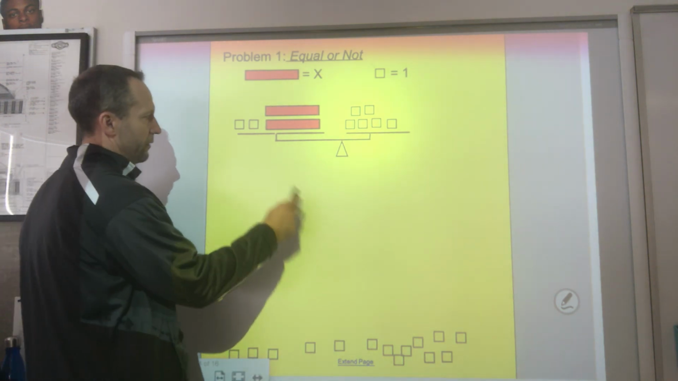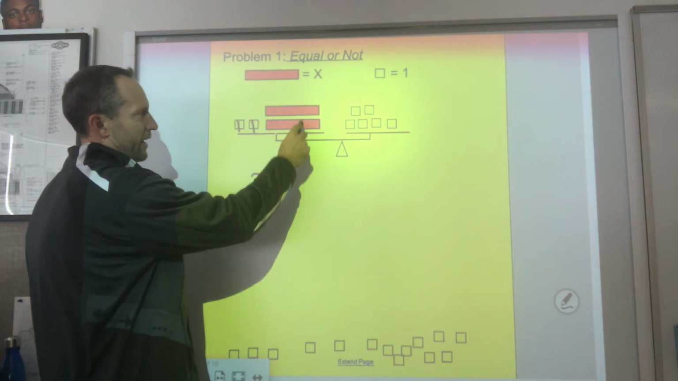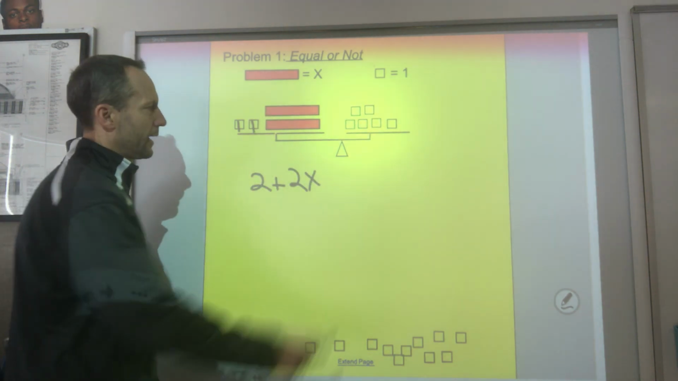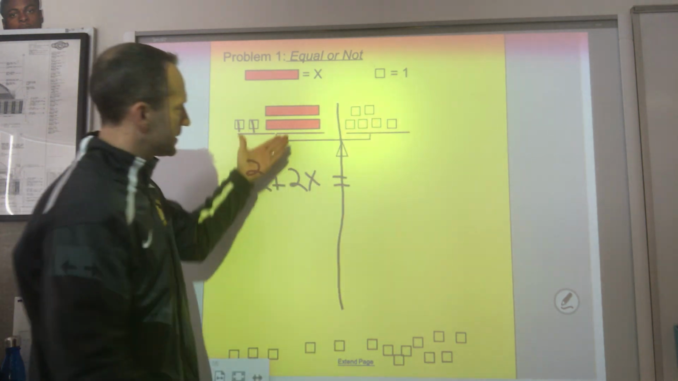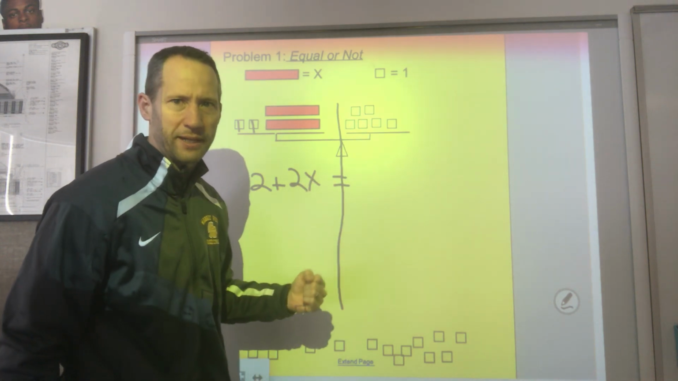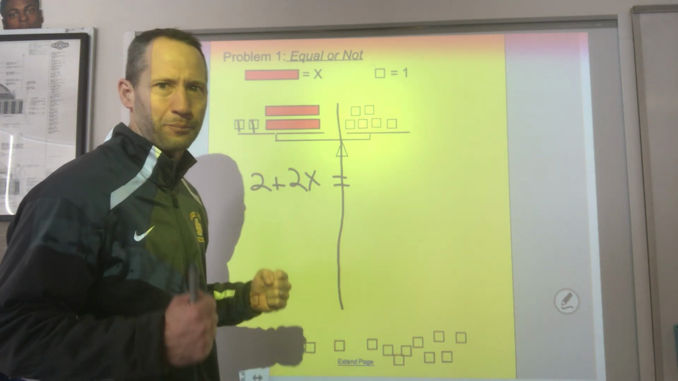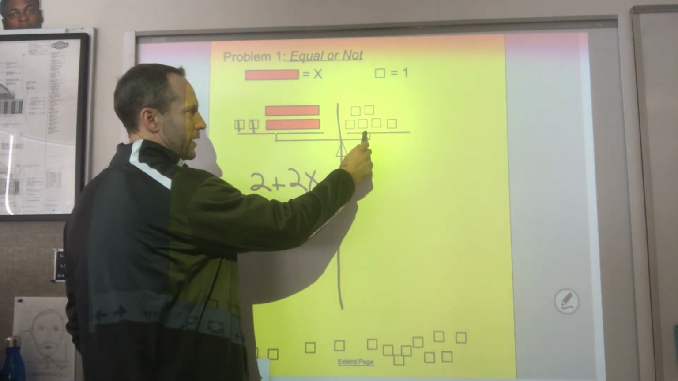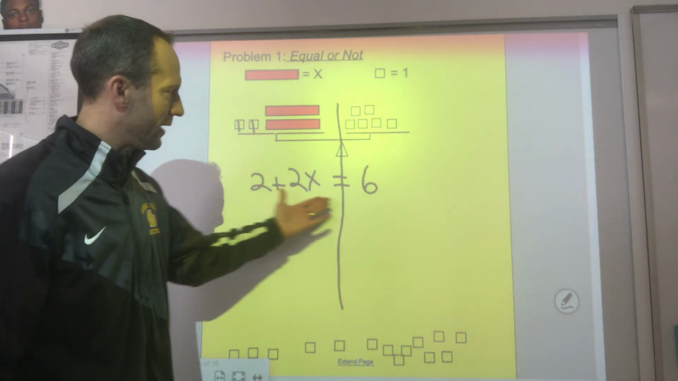So here I'm going to have 2, so there are my two squares, each of these are 1, plus my two rectangles, which each equal an x, so we have two x's. And because this balance is balanced, I can say that this side equals this side. And again, that equal sign is really a key concept for students to understand, that concept of a balance which produces an equation. Over here, I notice I have 1, 2, 3, 4, 5, 6 squares. So I now have this equation.